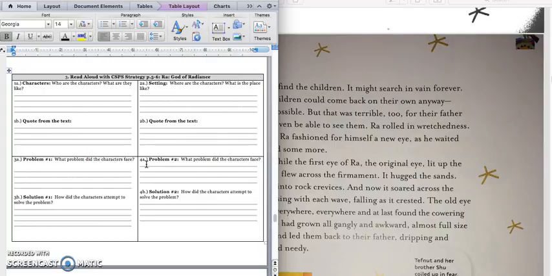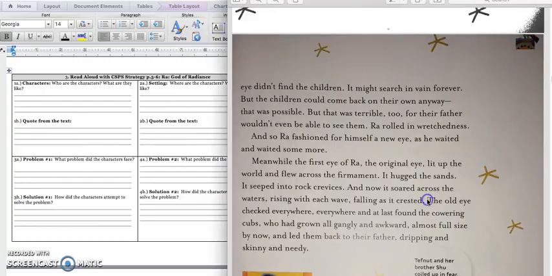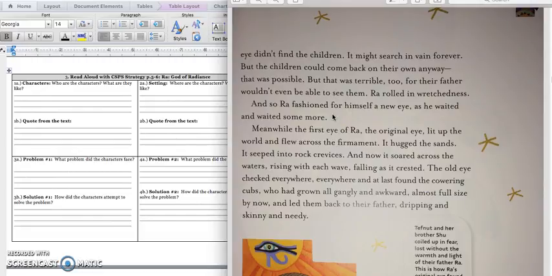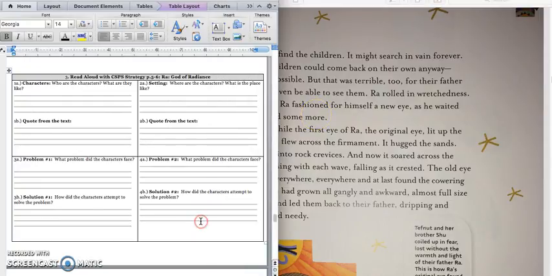All right, and so it tells us in the middle paragraph that Ra fashioned for himself a new eye, and he waited and waited. Make sure you have that sentence underlined with solution number 2 out beside it. And in box 4B, we're going to write down, Ra made a new eye and waited until his old eye found his children and brought them home. Press pause to write down your answer and play when you're ready for the paragraph.